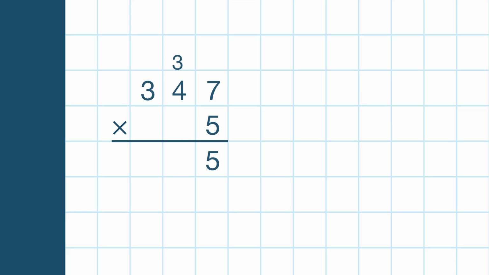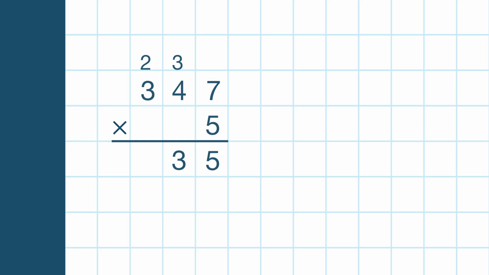Multiply the tens place. 4 times 5 equals 20. Add the 3 that we carried. 20 plus 3 equals 23. Write the 3 in the tens place. Carry the 2. Write a small 2 above the hundreds place.